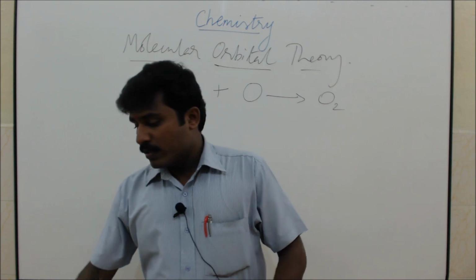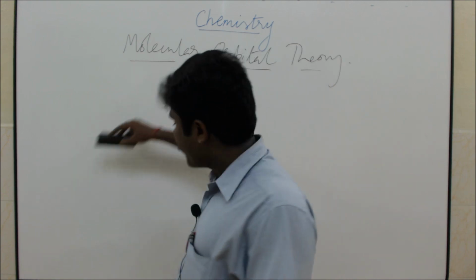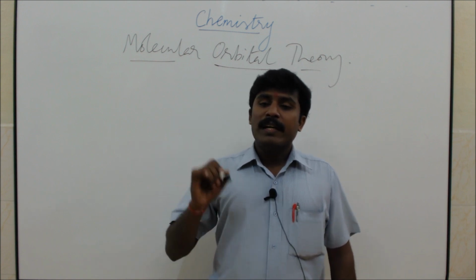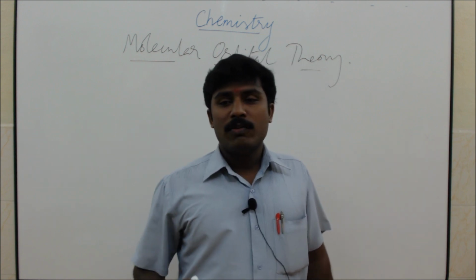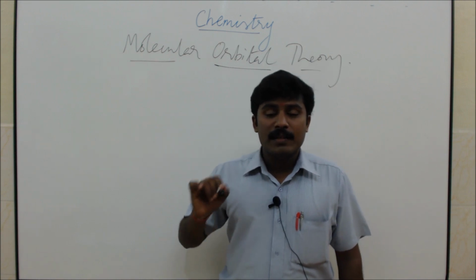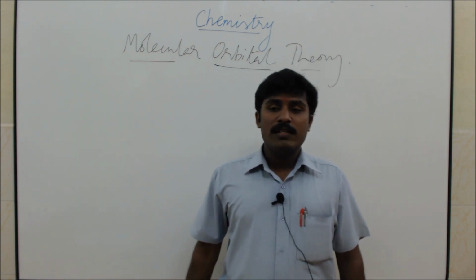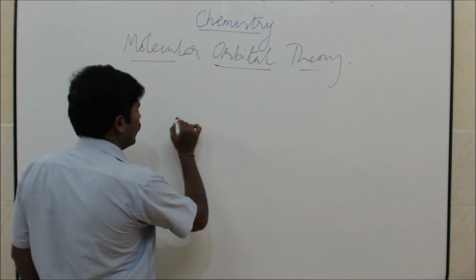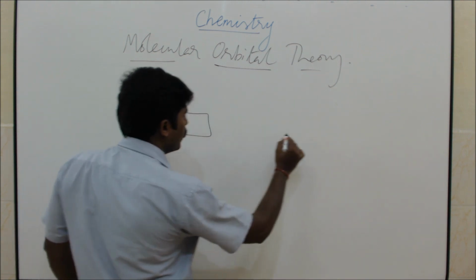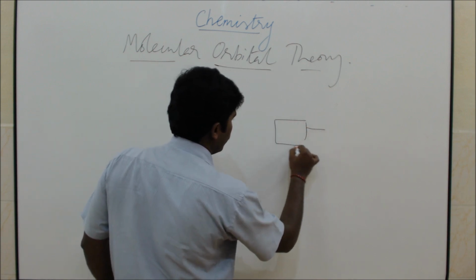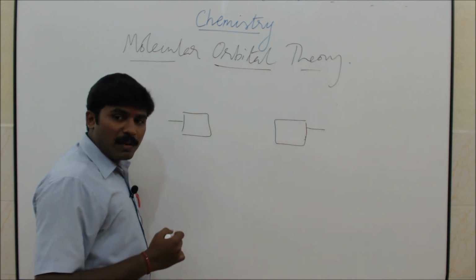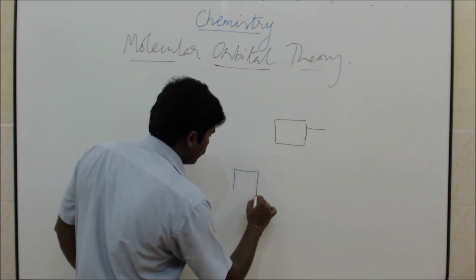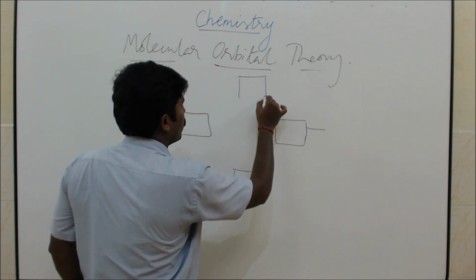Okay, now we are going to discuss molecular orbital. The first point: in a molecule, electrons present in new orbitals are known as molecular orbitals. Let us see an example. This is one orbital, like a 1s orbital. This is another 1s orbital. Now these two atomic orbitals are going to combine to form a molecular orbital. Now electrons enter this new orbital.